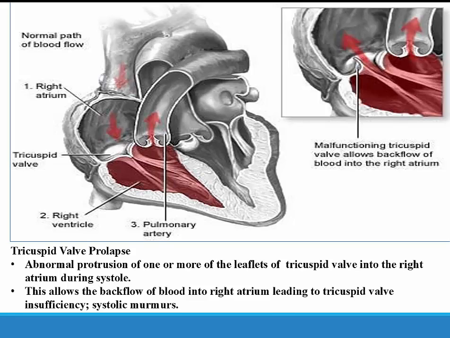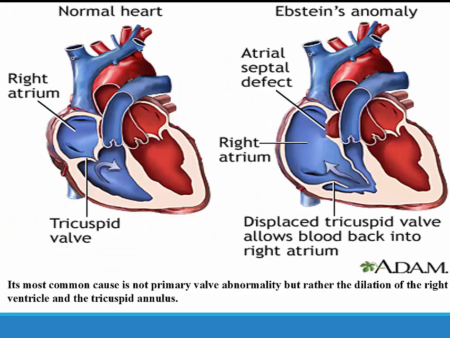Tricuspid valve prolapse is an abnormal protrusion of one or more of the leaflets of the tricuspid valve into the right atrium during systole. This allows the backflow of blood into the right atrium, leading to tricuspid valve insufficiency and heard by systolic murmurs. The most common cause of tricuspid valve prolapse is not primarily valve abnormality, but rather the dilation of the right ventricle and the tricuspid annulus.